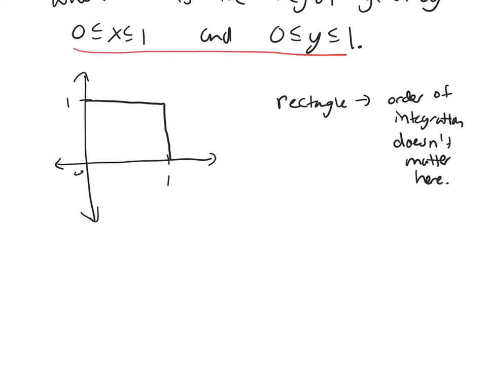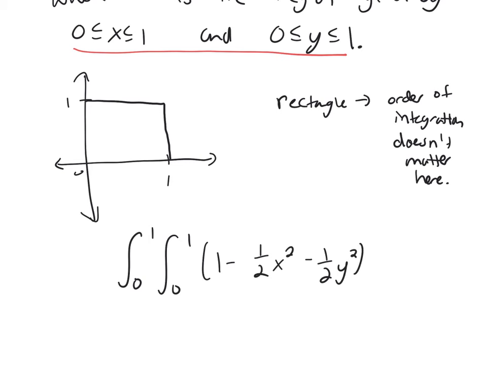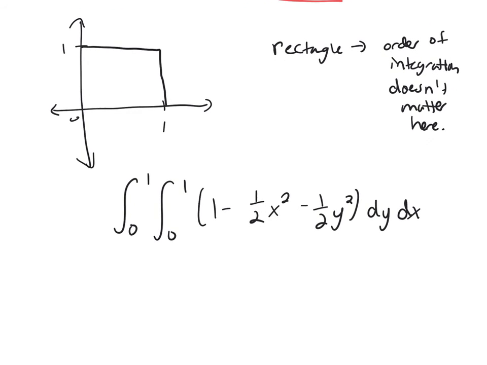So I'm going to set up the integral 0 to 1, 0 to 1, 1 minus 1/2 x squared minus 1/2 y squared. Here I'll do dy dx. But you could just as easily do this as dx dy, and you'll get the same answer. So here we're going to compute this integral now. So start with the inside. You're going to integrate with respect to y.